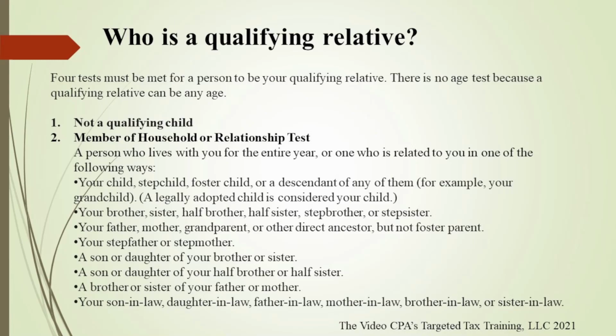Second test is that the person must be a member of the household, or there has to be a relationship. So if the person is a member of the household for the entire year, well, then they don't have to have the relationship, okay? They qualify as a qualifying relative under that particular test. If they're not a member of the household for the entire year, then there's got to be a relationship test, all right? You apply the relationship test, and the relationship test is you look at how these people are related, and they can be related in any one of the following ways.